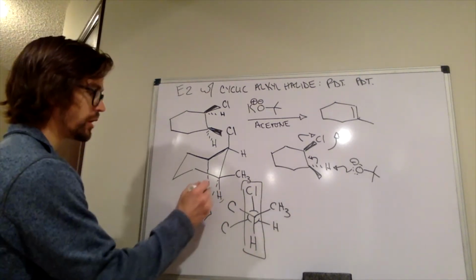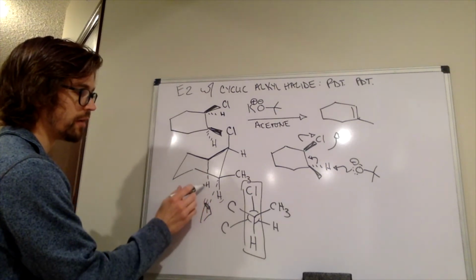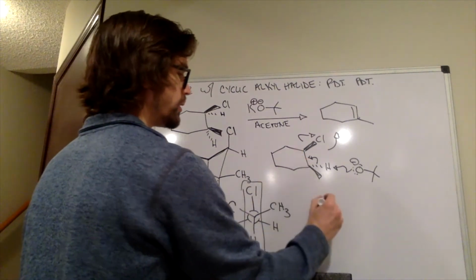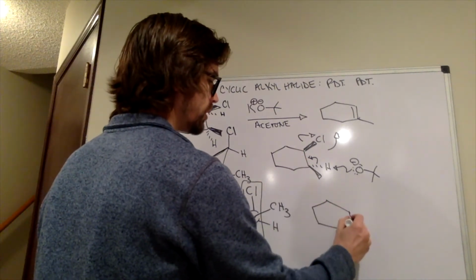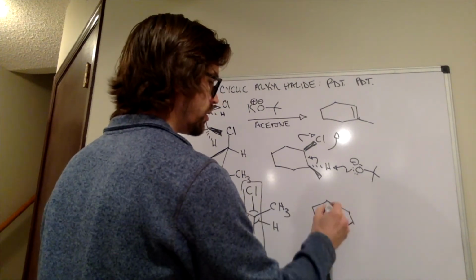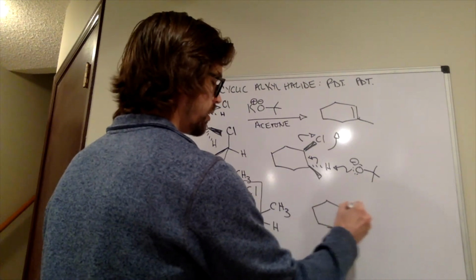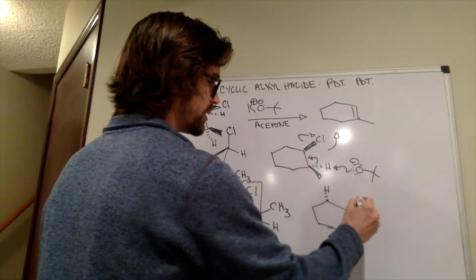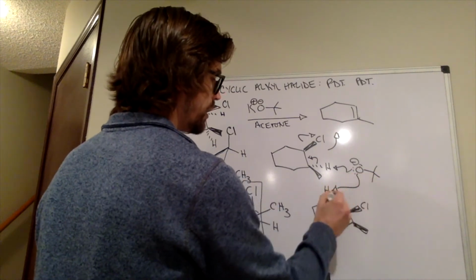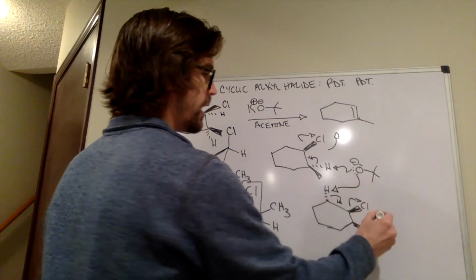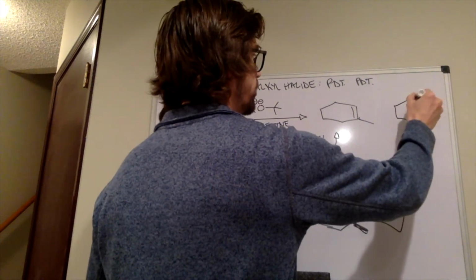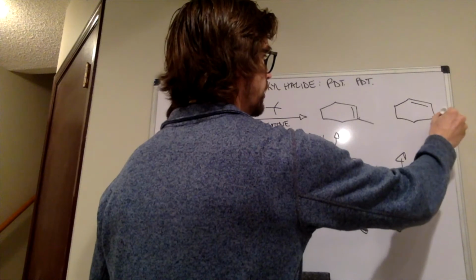The answer is yes. We also indicated last video that that hydrogen is anti-periplanar to the chlorine. So we could have also grabbed the H in that position. So essentially the base could have instead gone for that hydrogen, and that would produce a secondary product. It would have produced this product.